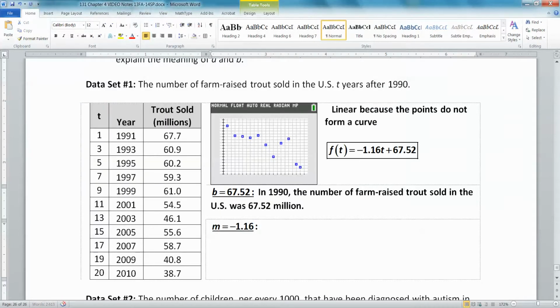Okay, so now we need to explain m, the more difficult one. And that's your rate of increase. So every year, what's happening to farm-raised trout?